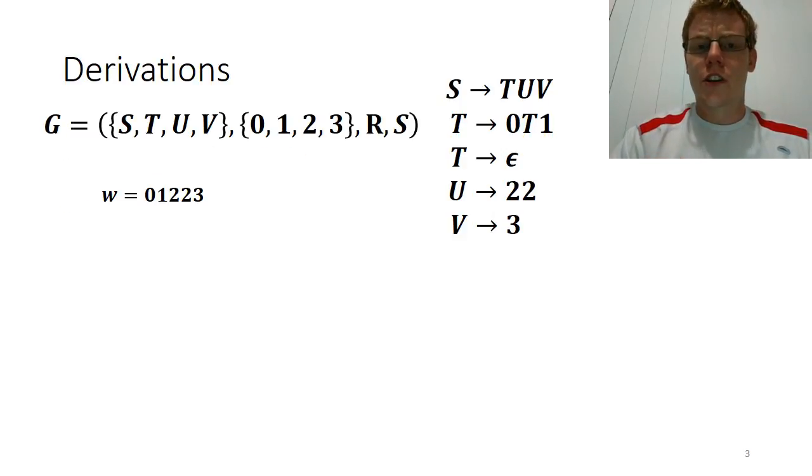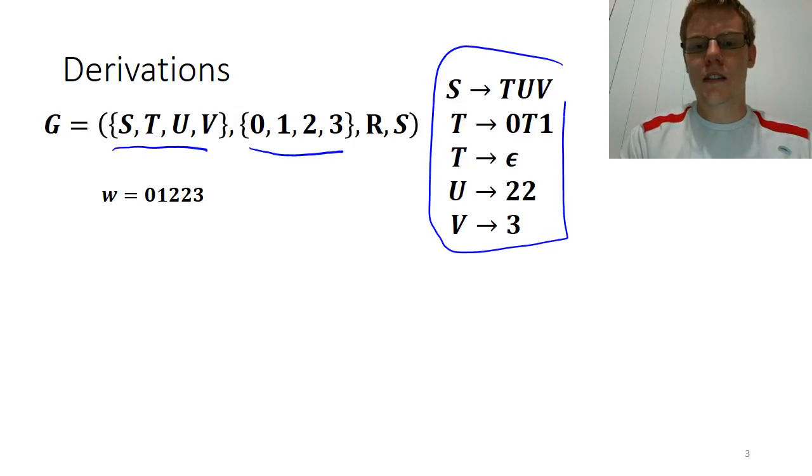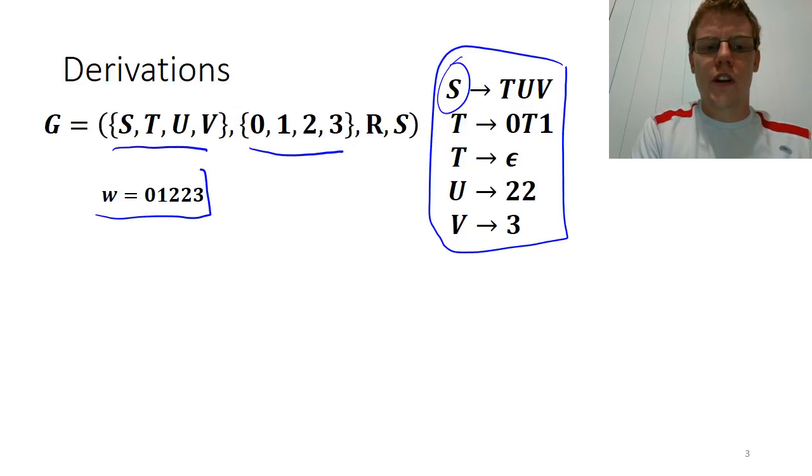So before I show you what the parse tree is itself, I'm going to show you one of the other ways in which we represent derivations, and then you'll see the advantage. So let's imagine that we have this grammar here with non-terminals S, T, U, V and terminals 0, 1, 2, 3, so all the strings are made up of 0s, 1s, 2s and 3s, with the rule set over here and the usual start non-terminal S. And imagine that we want to see how we can generate this string here.